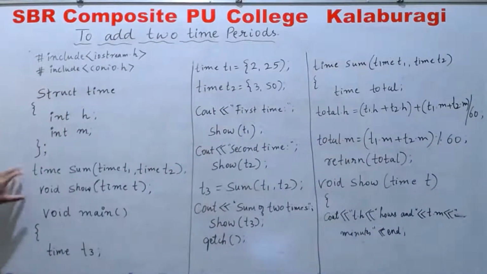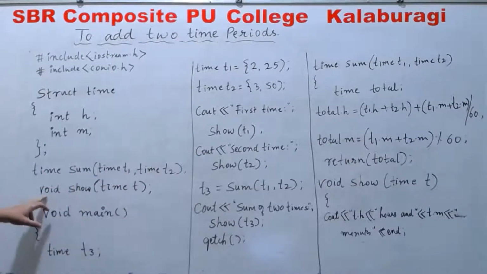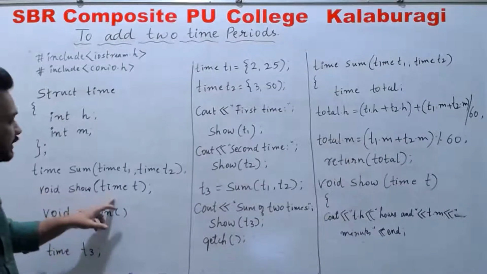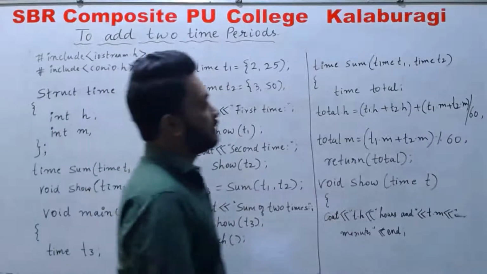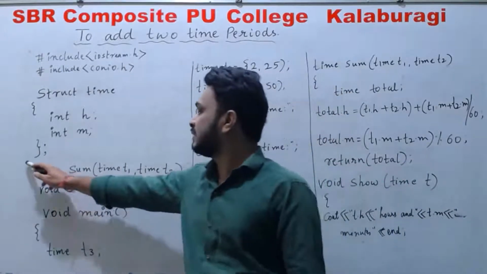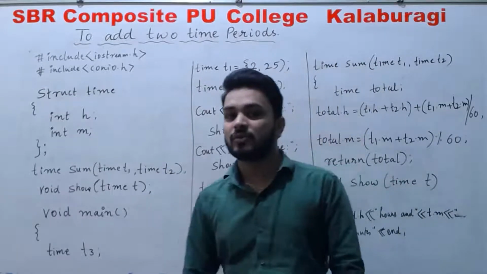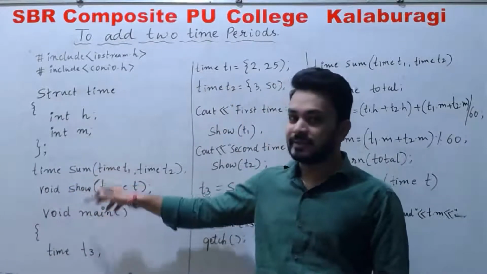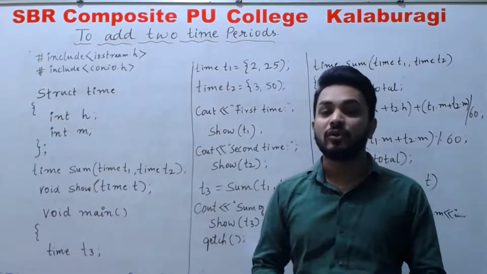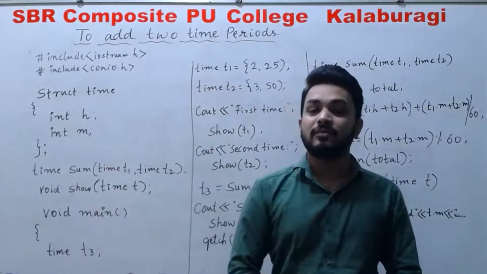So the next step, Time sum, Time t1, Time t2, and void show Time t. What do these two lines explain to us? These two lines are function prototypes, right? They explain that we have two functions inside our program. Before calling a function, we have to write the function prototype, correct?